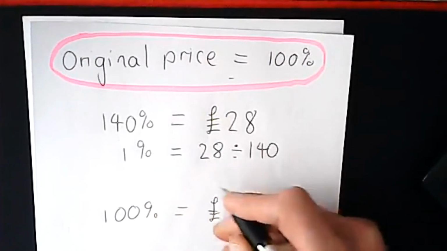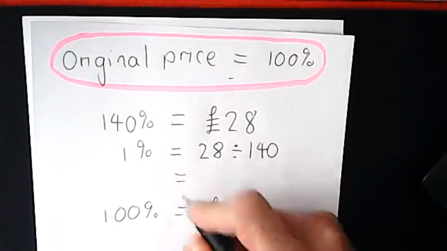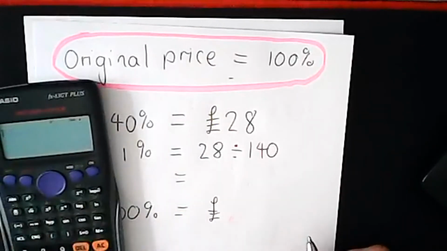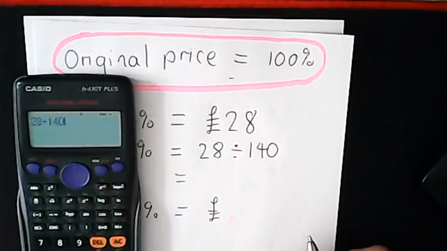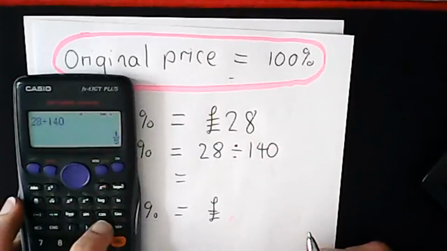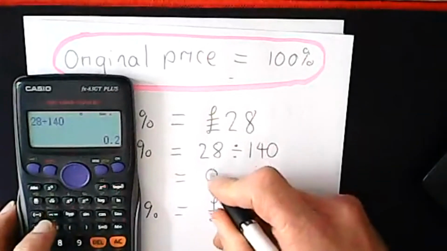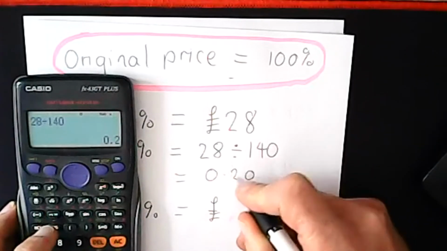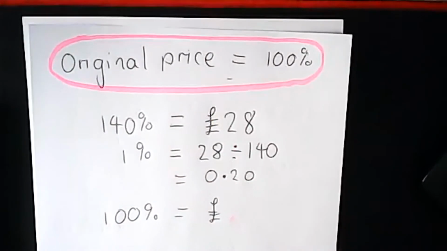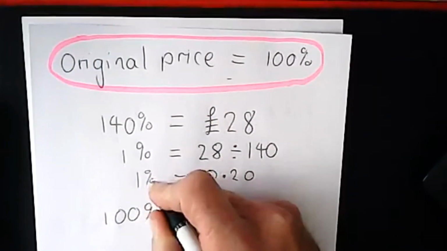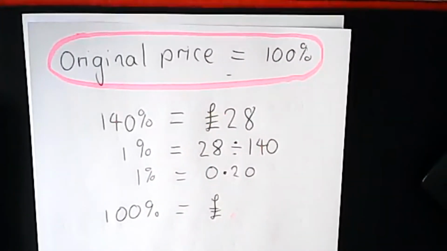Okay, so let's do that on the calculator. 28 divided by 140. Okay. That gives us 0.2 or 20 pence. Okay, so that's 1%. All right, and we want 100%. So answers, please, can you send them through on the comment bank? What would 100% be?